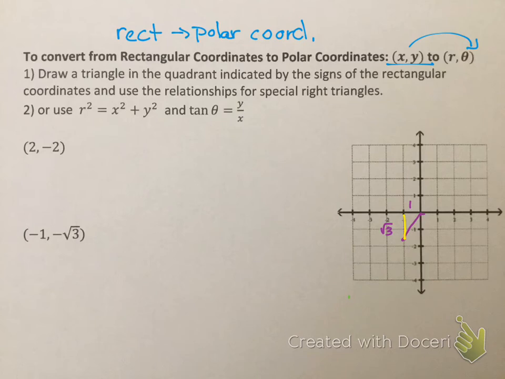My angle measure here, let's see if I can draw it right here. Come on, there we go. That reference angle. I can tell with the 1 and the rad 3 that using the Pythagorean theorem, my hypotenuse will be a 2. 1 squared plus square root of 3 squared.